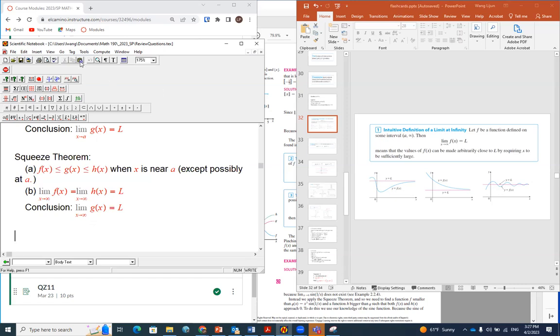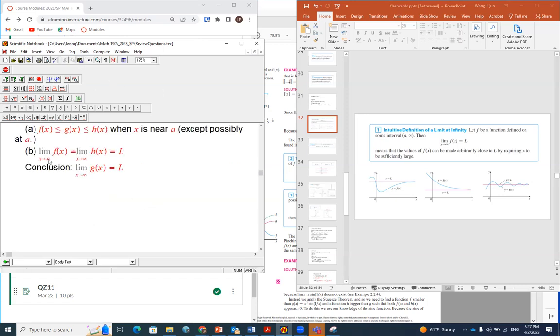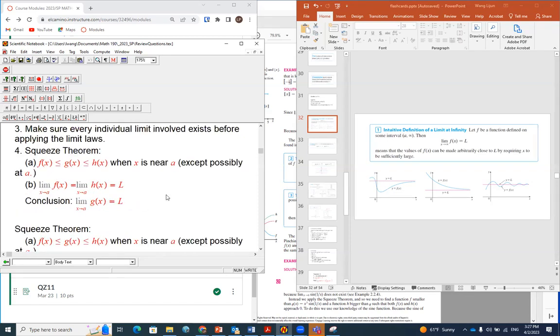Squeeze theorem works for a situation where you have a squeezed situation. One on top, one on bottom, and the top and the bottom both have limits, and the limits are the same. So squeeze theorem has 3 versions, and use them as you need.